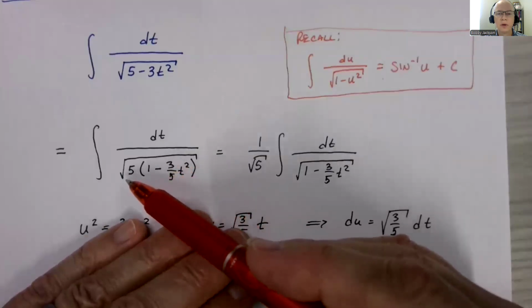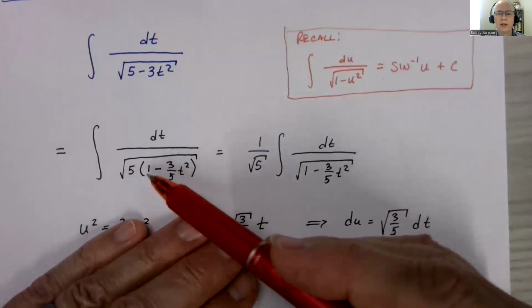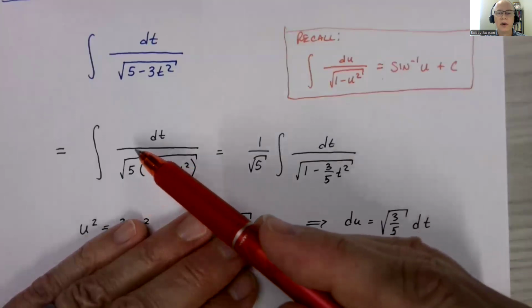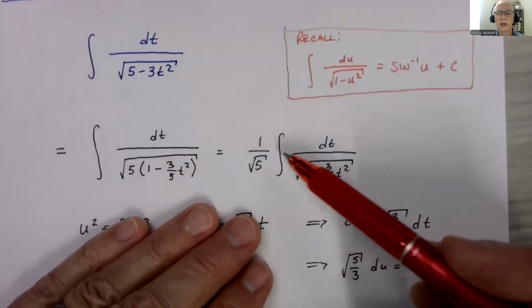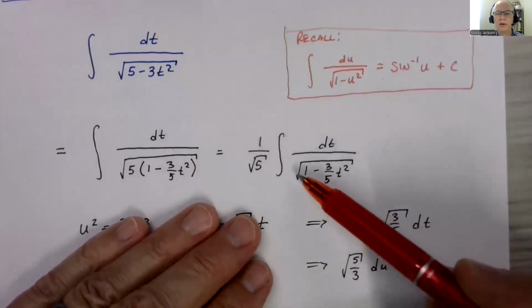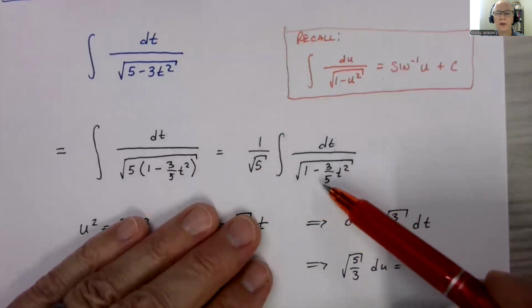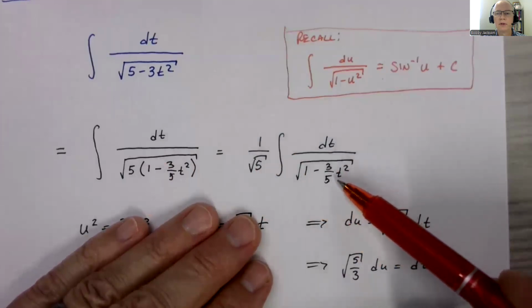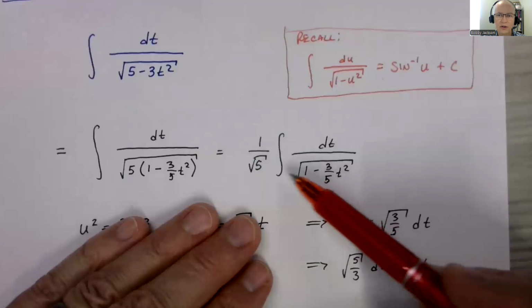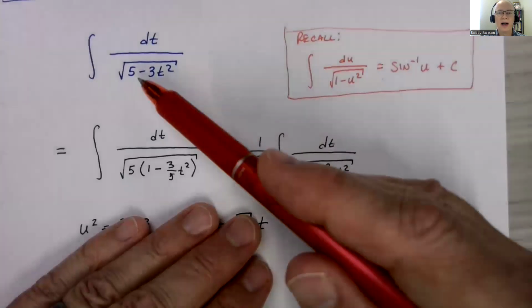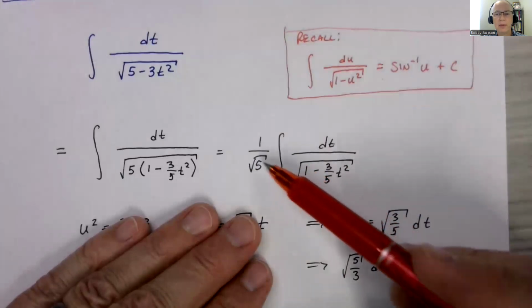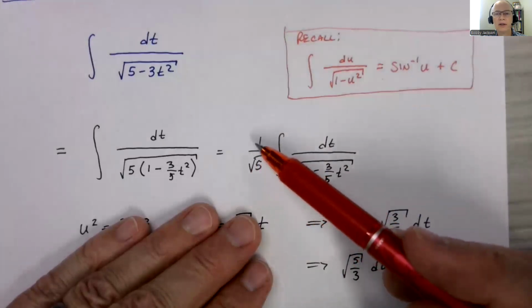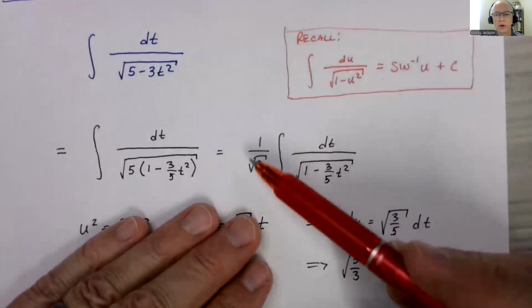Now, the square root of 5 times all this stuff is the square root of 5 times the square root of this stuff. That 1 over the square root of 5, I can pull outside the integral. It's a constant multiple. And I'm left with down here the square root of 1 minus 3/5 t squared. Okay, so there I have factored out that 5 from under the radical, of course, so it comes out as root 5. And notice it's in the denominator, so it's 1 over root 5. It's not equal to root 5. It's 1 over root 5.